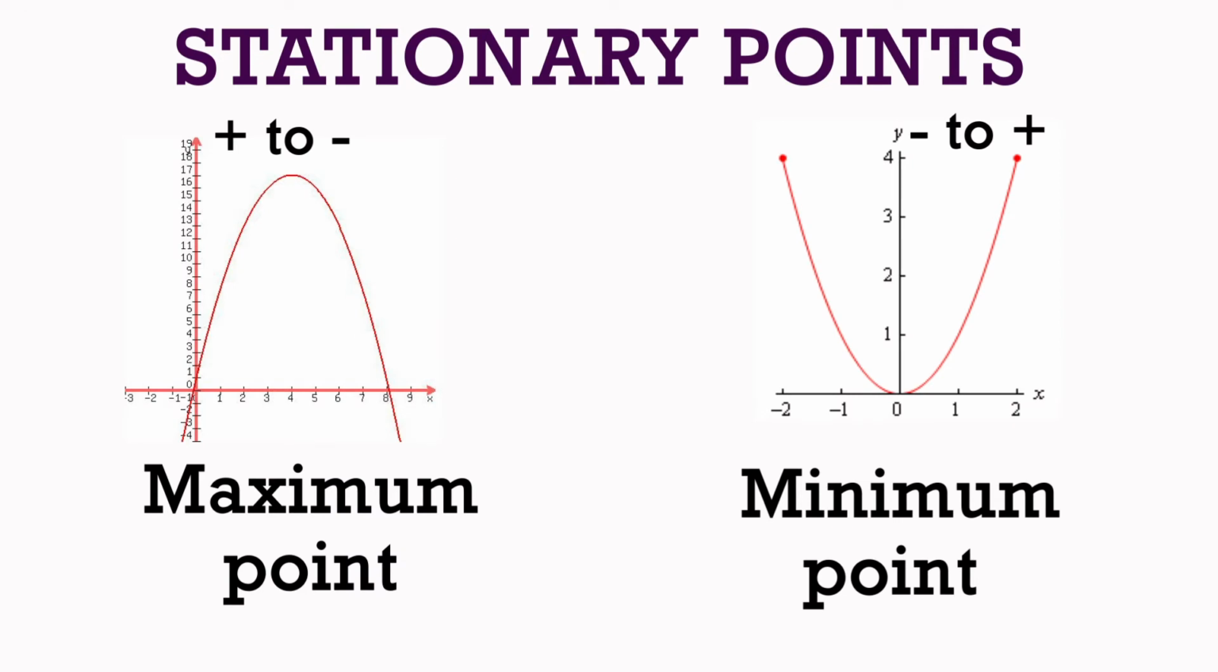On the left, we have a maximum point graph, which is showing how the graph is going from positive to negative, which would mean that the function would be increasing and then at this point would change to be decreasing. On the right, we have a graph for a minimum point, which is changing the graph from negative to positive, which could also be said that the function was decreasing and then after this point is increasing.